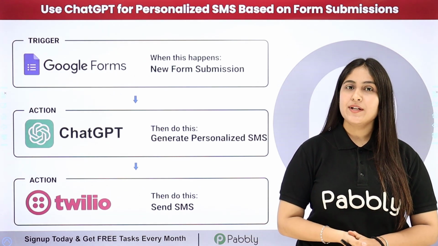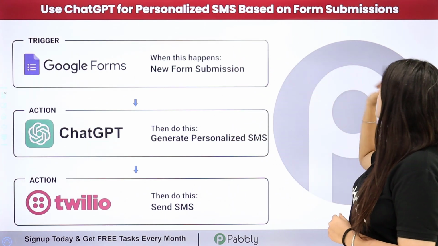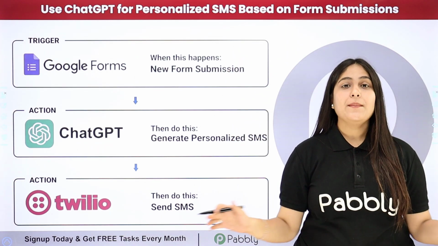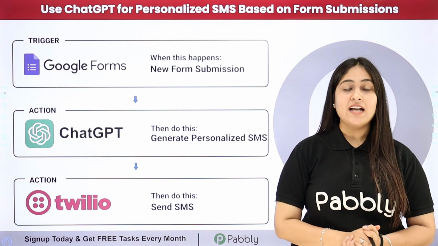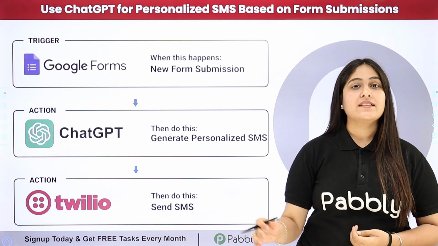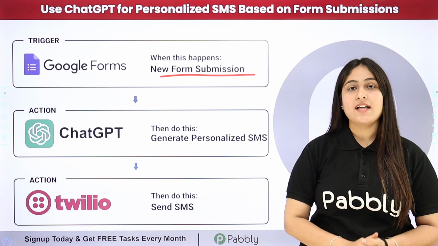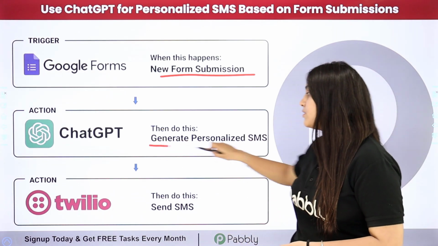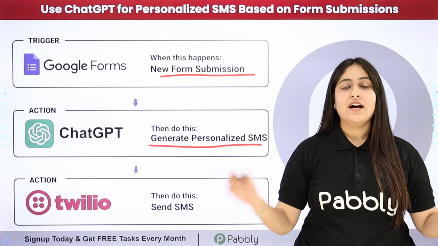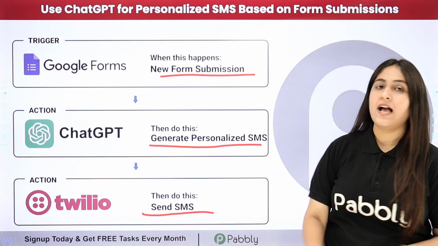So in this video we are going to understand how to use ChatGPT for personalized SMS based on the form submissions. I'm an owner of an event managing company and I have created a Google Form where I receive new event inquiries. In this case, whenever a new form submission is made, I want a personalized SMS to be generated automatically using that detail with ChatGPT, and after that, that SMS should be sent automatically to that customer using an SMS sending application.